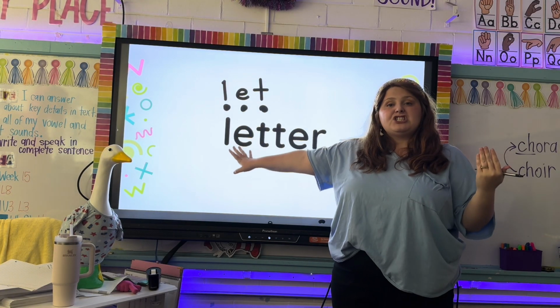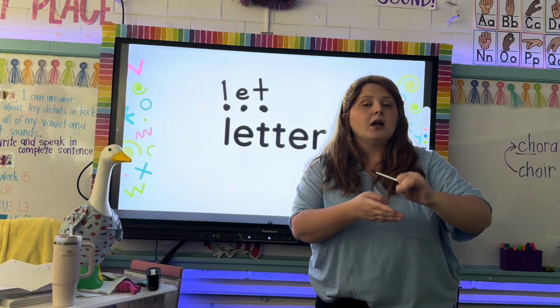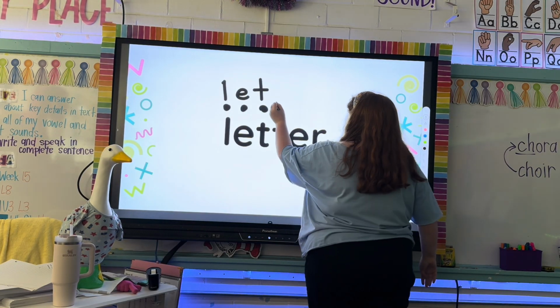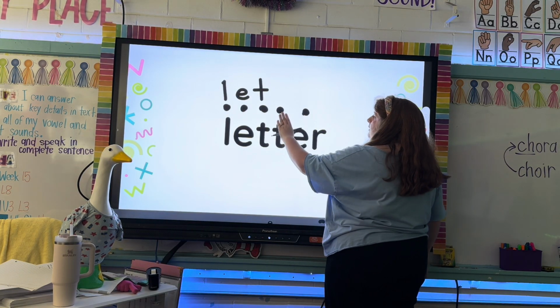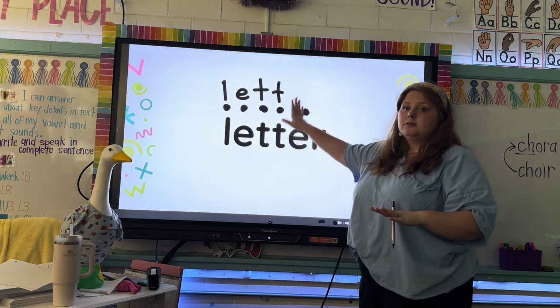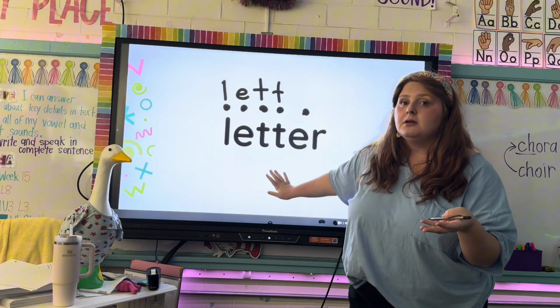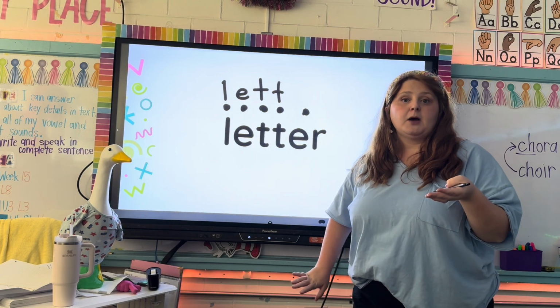My second syllable is ter. Pound it. Ter. T. Two phonemes. You spell T with a T. And in this word, we're going to spell that sound with ER. Because remember, most of the time, the sound at the end of a word is spelled ER.